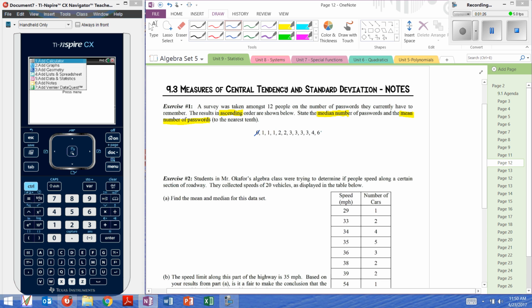And when I calculate the middle value, I just count in from both sides equally. Some of you might also say, well, you know what, Mrs. Ruscio, it has to be between the 6th and the 7th number of passwords that need to be remembered because the survey had 12 people in it. So what is the middle between 2 and 3? Well, that is 2.5. So our median is 2.5.